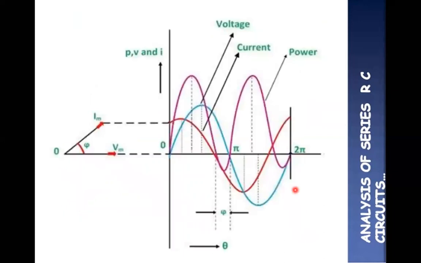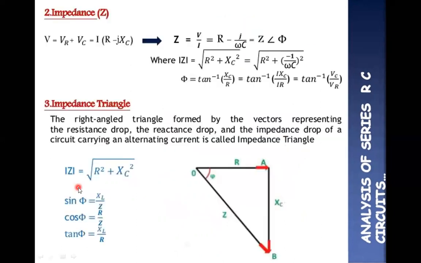This is a graphical representation of voltage, current and power. This red one is the voltage, this is the current, and the pink one represents the power. So with this we can see the phasor diagram. This is V max and this is I max, with an angle phi, the phase difference. To calculate impedance, this is VR plus VC.